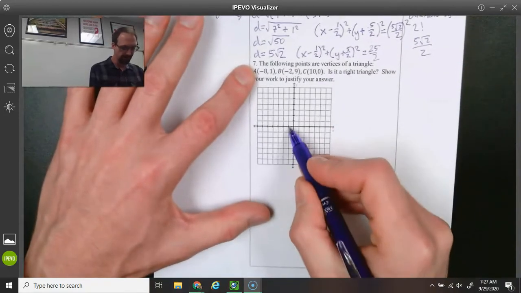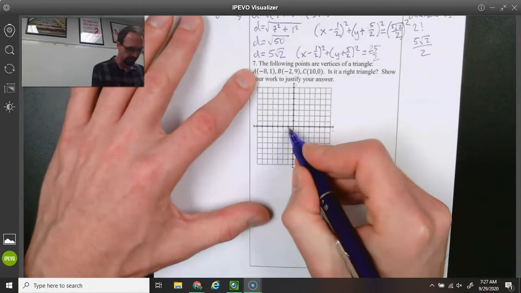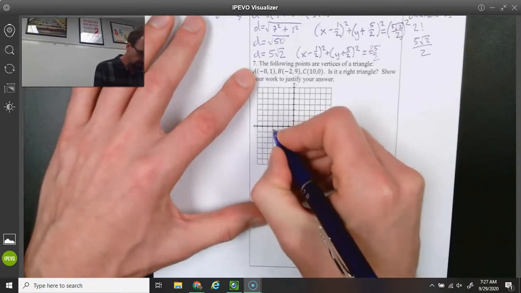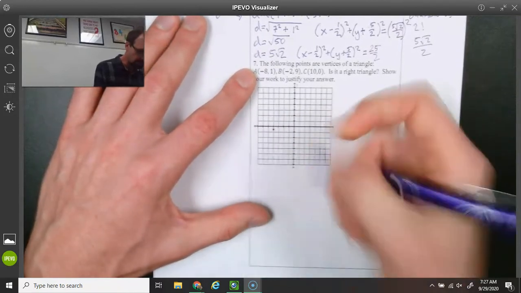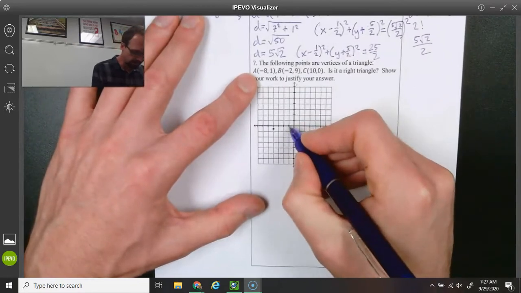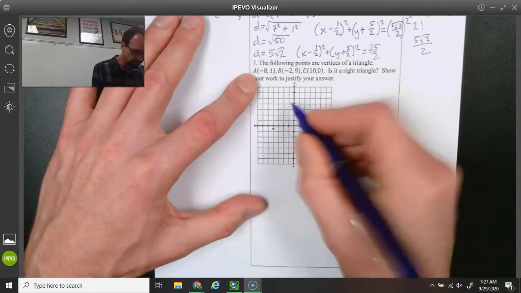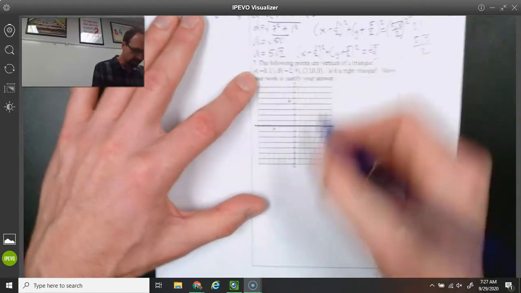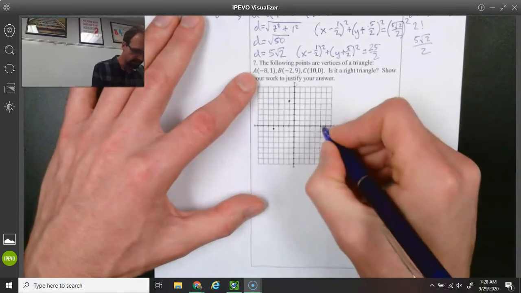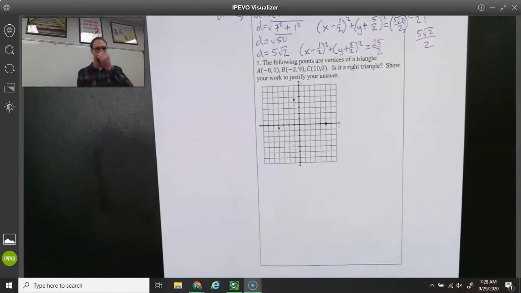This graph only goes to 7. It doesn't go quite far enough. So -8, 1. So I'm just going to go 1, 2, 3, 4, down 1. So I'm actually going by 2's on this entire grid. -2, 9, -2, 1, 2, 3, 4, 5, 6, 7, 8, 9. Again, I'm going by 2's on the entire grid, and then 10, 0, 2, 4, 6, 8, 10. There we go. Okay, so now I want to know, are these vertices, is this a right triangle?